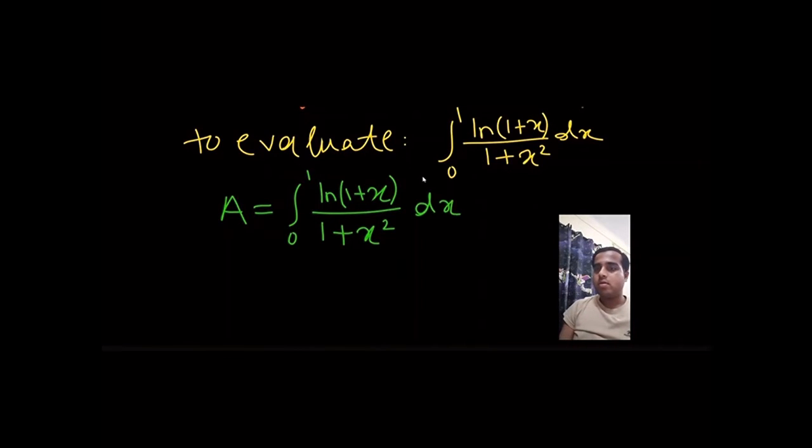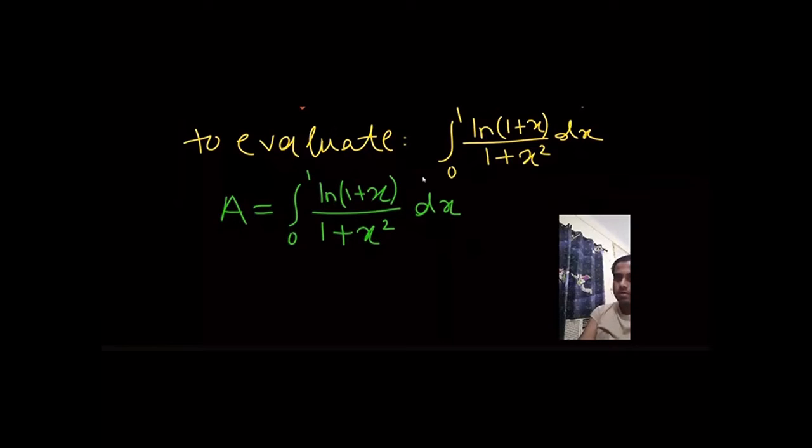So let us take the variable A here equals the integral from 0 to 1 of natural log of 1 plus x divided by 1 plus x square dx.